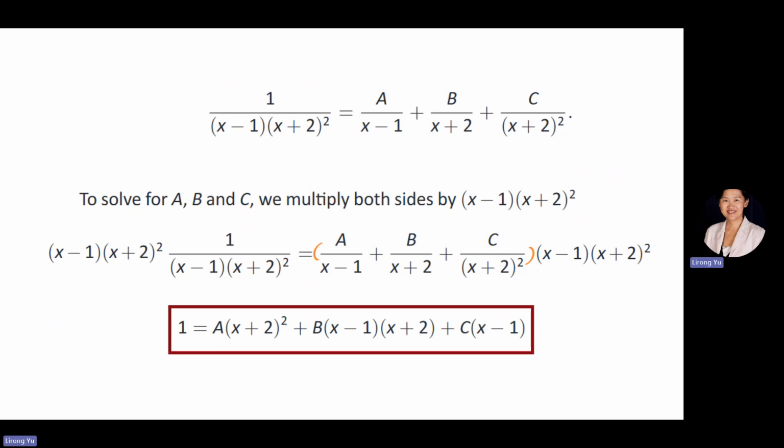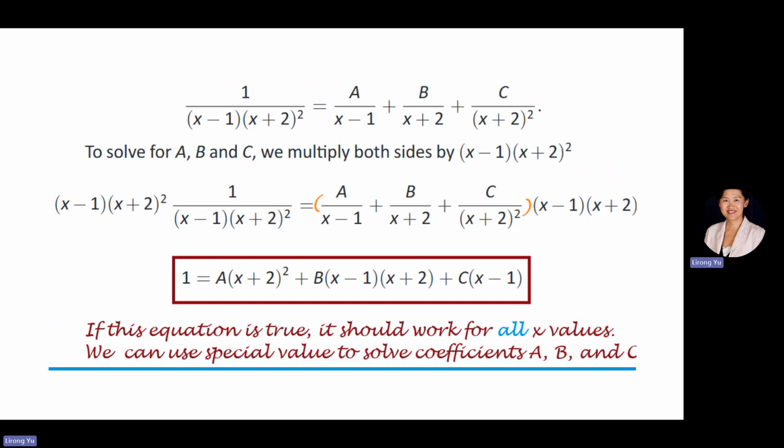So essentially, we're looking for A, B, C that make the left side equal to the right side. And those A, B, C have to be true no matter what x value we use, because ultimately what's on the left side and what's on the right side are the same function. With that in mind, we're going to start. This equation is true. It should work for all x values. We're trying to get what is A, what is B, what is C, because for decomposition, we need those A, B, C in order to solve the questions on the integration. So we're rewriting the whole thing, but A, B, C are unknown.